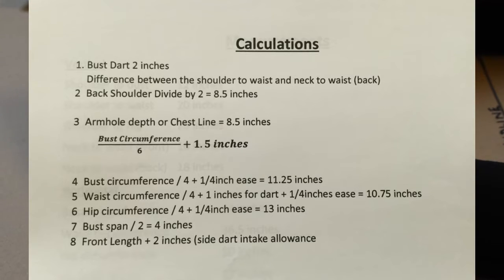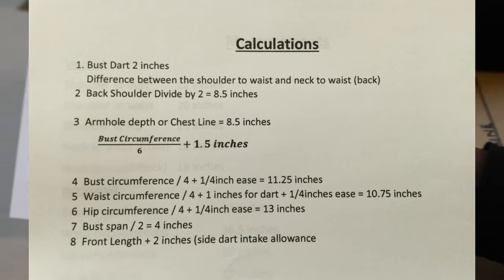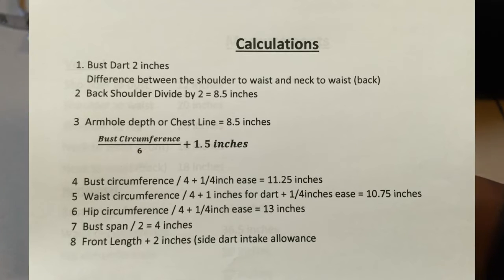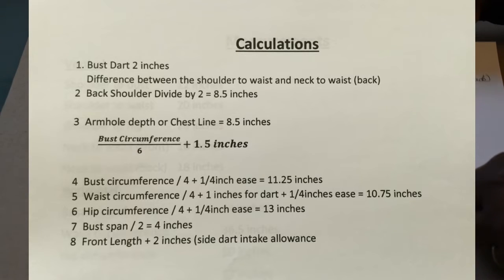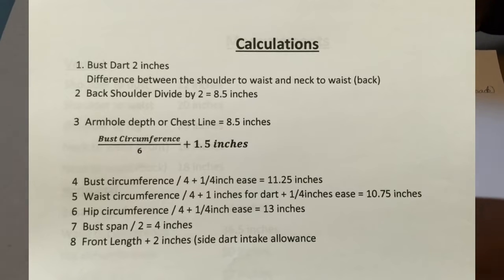I'm also going to divide the shoulder measurement by 2 and I'm going to get 8.5. The armhole depth is calculated by bust circumference over 6 plus 1.5. Mine is going to give me 8.5 inches, okay? I'm also going to do the side measurements, and I'm going to be dividing them all by 4. That is the waist circumference, bust circumference, and the hip circumference.